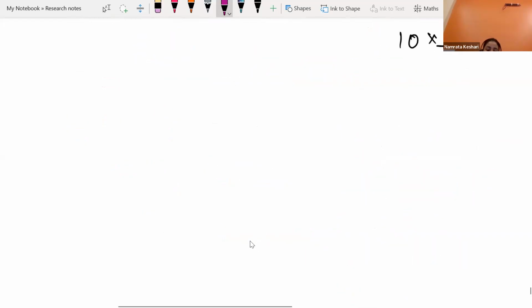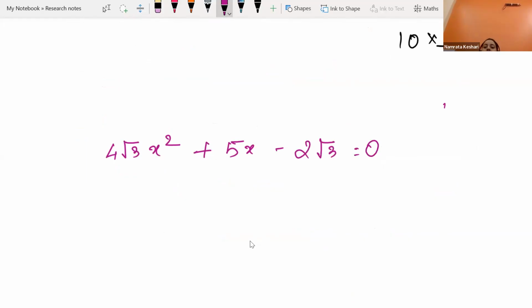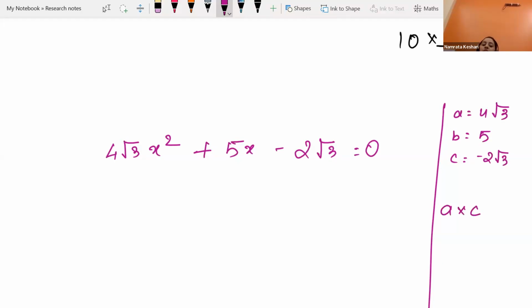Let's do a few more questions. 4 root 3 x square plus 5x minus 2 root 3 is equal to 0. Okay, what is A? What is B? What is C, Zoha? Okay, so A is 4 root 3, B is plus 5, and C is minus 2 root 3. Right. Now we do the multiplication of A with C.